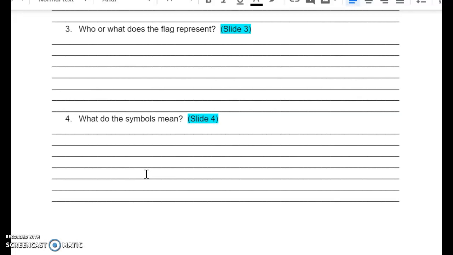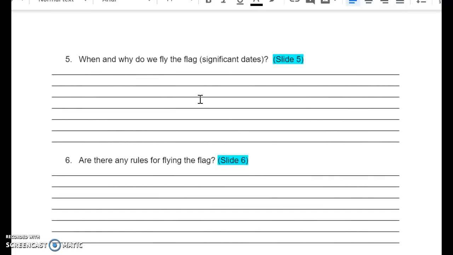Slide 3 would be, who or what does the flag represent? Slide 4 would be, what do the symbols mean? Slide 5 would be, when and why do we fly the flag? Any significant dates? When was the flag created? That could be also incorporated in this question.